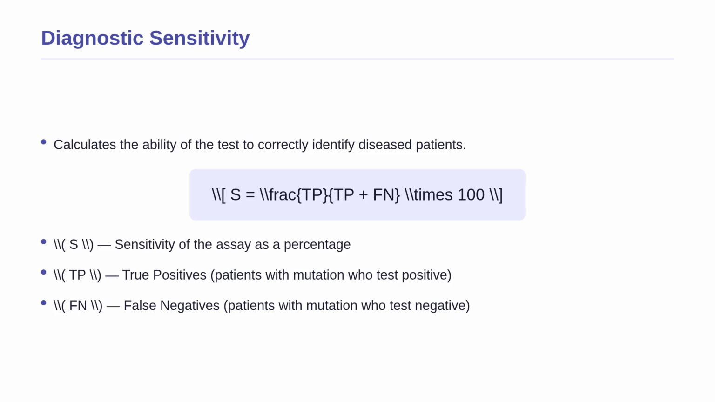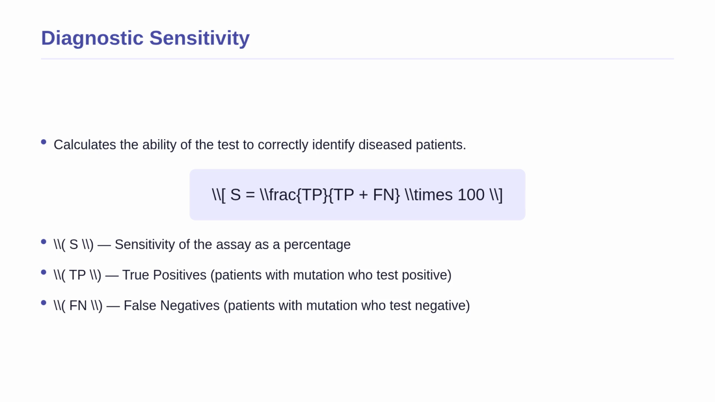We measure this reliability using the diagnostic sensitivity formula. S equals TP divided by the sum of TP and FN, all multiplied by 100. Conceptually, this calculates the ability of the molecular test to correctly identify those who actually have the disease. S represents the sensitivity of the assay as a percentage.